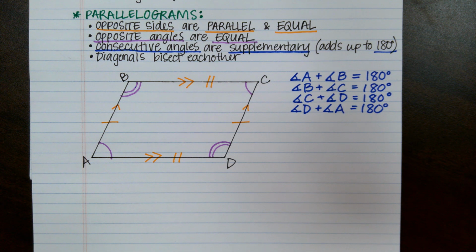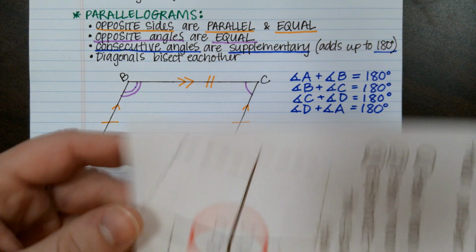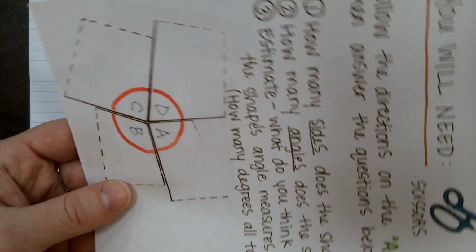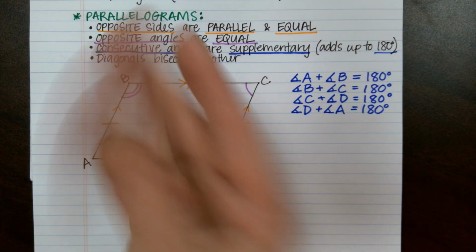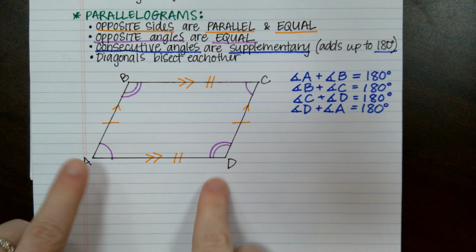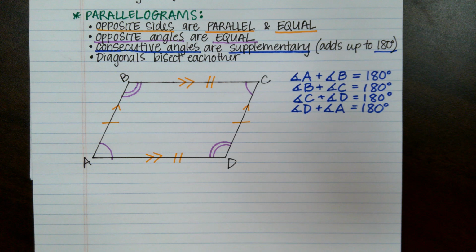I mean, they're just a straight line. Yeah, they just make a straight line. Well, I guess, never mind, this wasn't a parallelogram, so I can't use it. Well, if I cut this up and just put two of the angles together, like A and D, it would make a straight line.